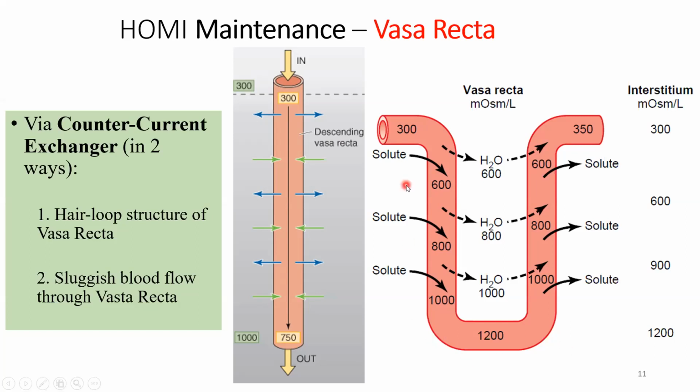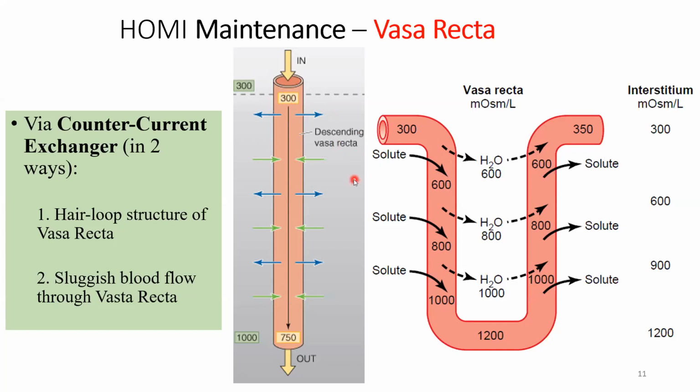Now, let's see the hairpin loop structure. If it were not a hairpin loop, what would have happened? Well, disaster. Okay, imagine that this is the neighborhood. This is the same. You have the interstitium with increasing osmolarity that we have discussed just now, being created by the HOMI, right? And instead of the hairpin loop, you have a straight blood vessel going through and through, right? Okay. This is an interesting, good exercise.